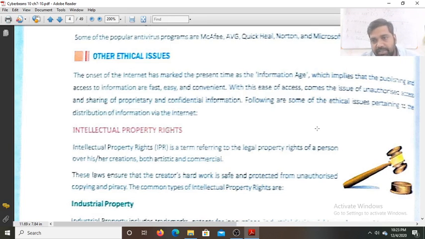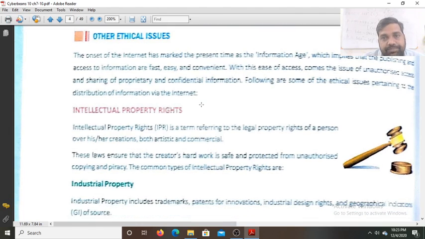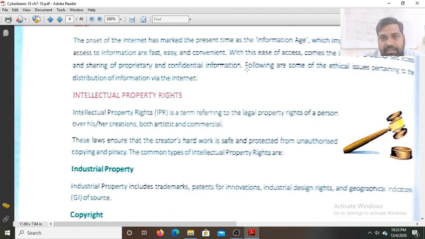Following are some of the ethical issues pertaining to the distribution of information via the internet. If we transport any information over the internet, what are the risks we have to take, that we will study in this. Now see, the first is the intellectual property rights. Your intellectual property right may be at risk while sharing or transporting information over the internet. So what is the intellectual property right?